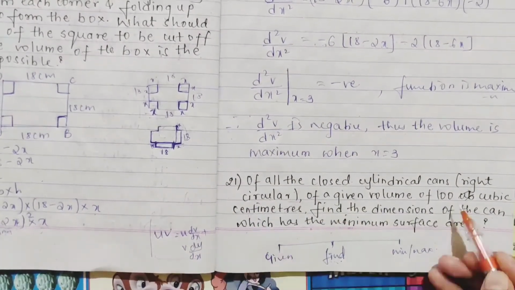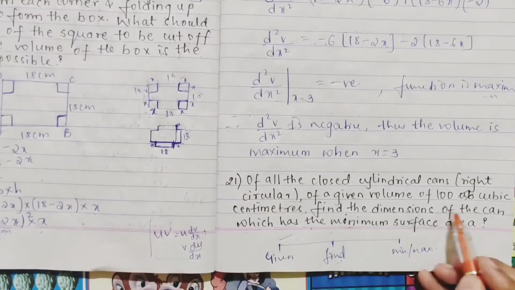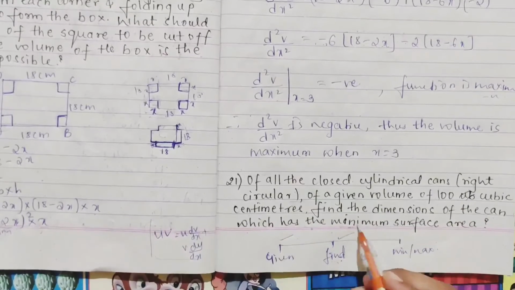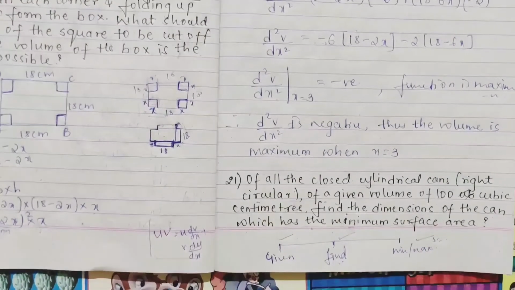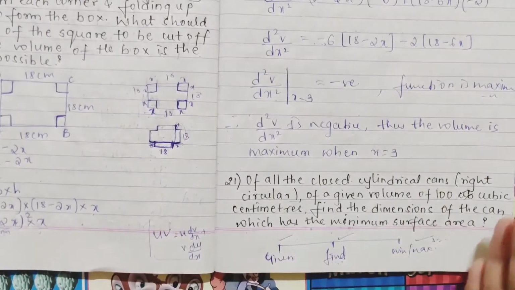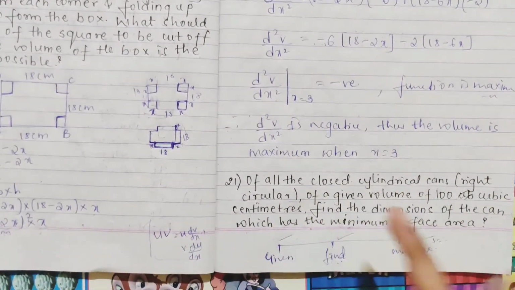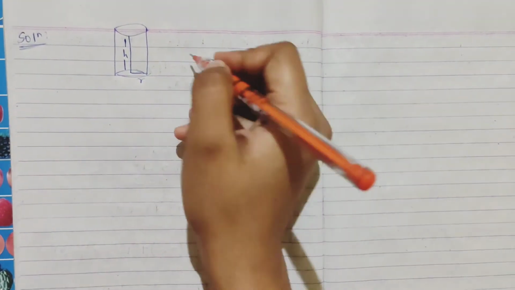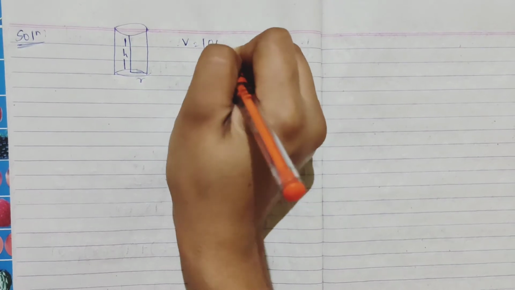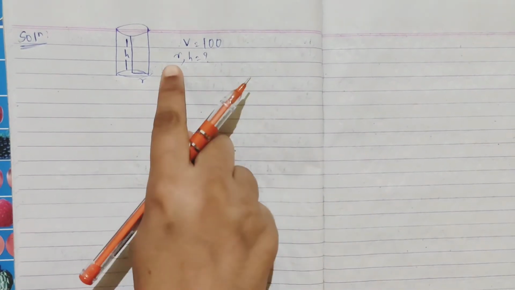Here, volume is given. What they are telling us to find is the dimensions of the can, and they are telling us to make the surface area a minimum. Okay, after this it will be clear. It is a closed right circular cylinder, the volume given is 100 centimeters cube. You have to find the dimensions, meaning r and h, the height and the radius.